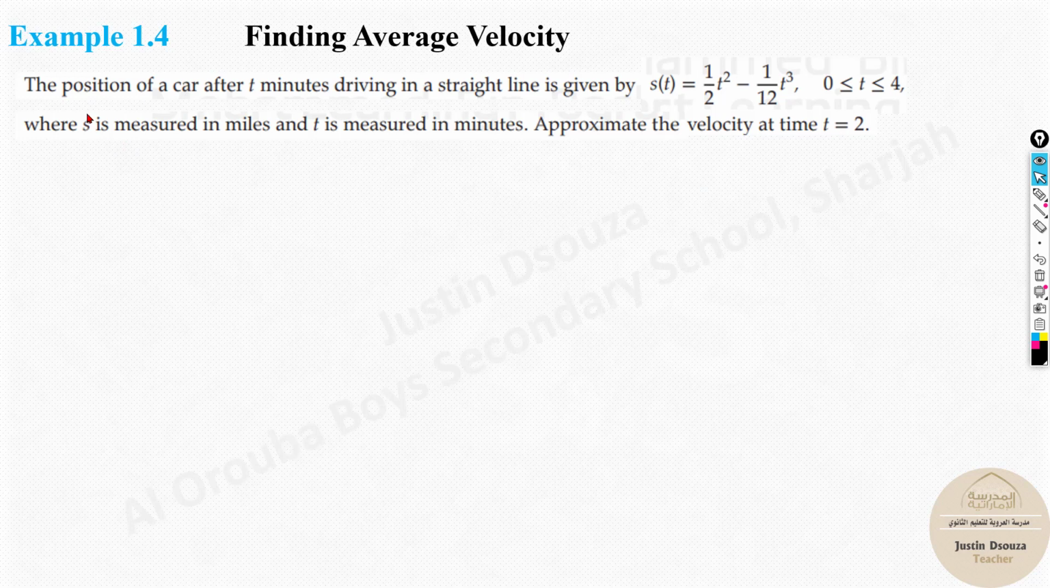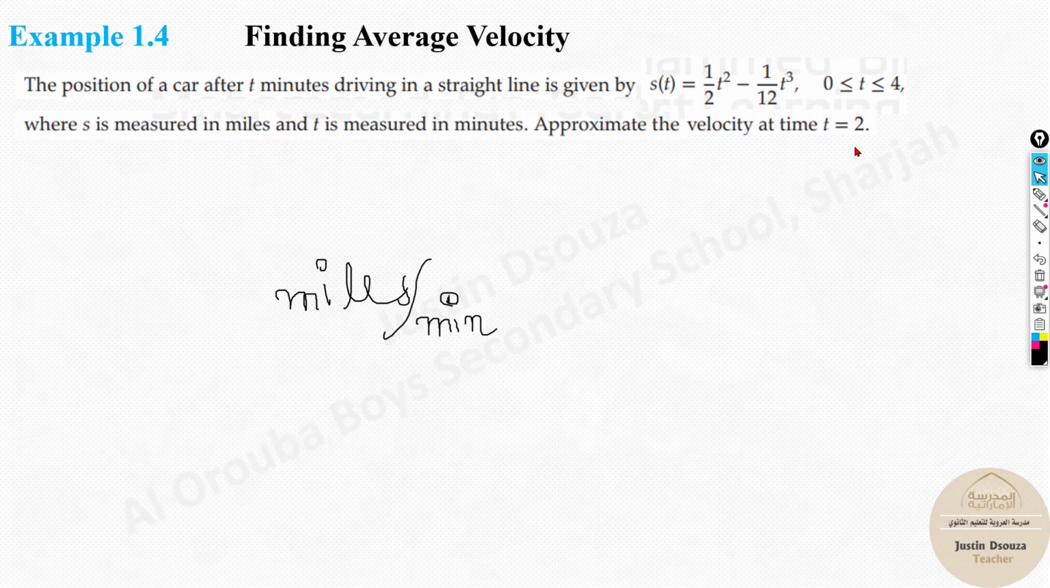Now here we have a problem: the position of a car after t minutes driving in a straight line is given by this equation over here, at this particular time, 0 to 4. Where s is measured in miles. This s distance is measured in miles and t is measured in minutes. So whatever the answer you have over here, using this equation, will be in miles per minute. Not miles per hour, not miles per second, not meters per second, it's miles per minute.